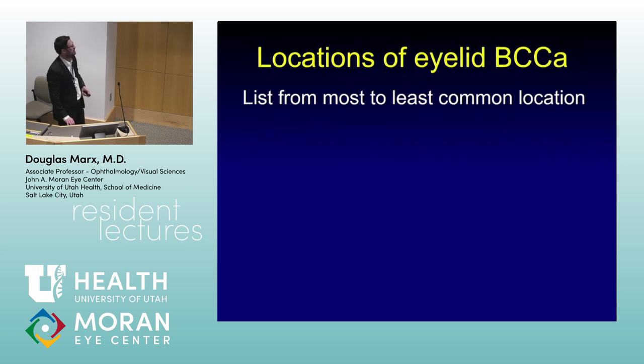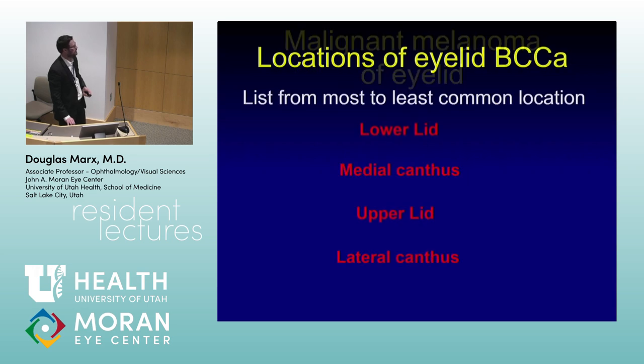Locations of eyelid basal cells. List from most to least common location. So lower, medial canthus, upper, lateral canthus. Let's go back to that.